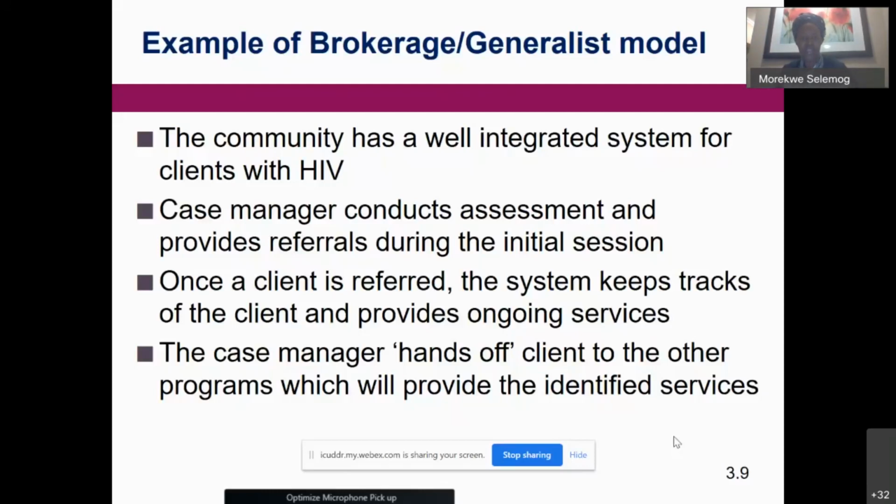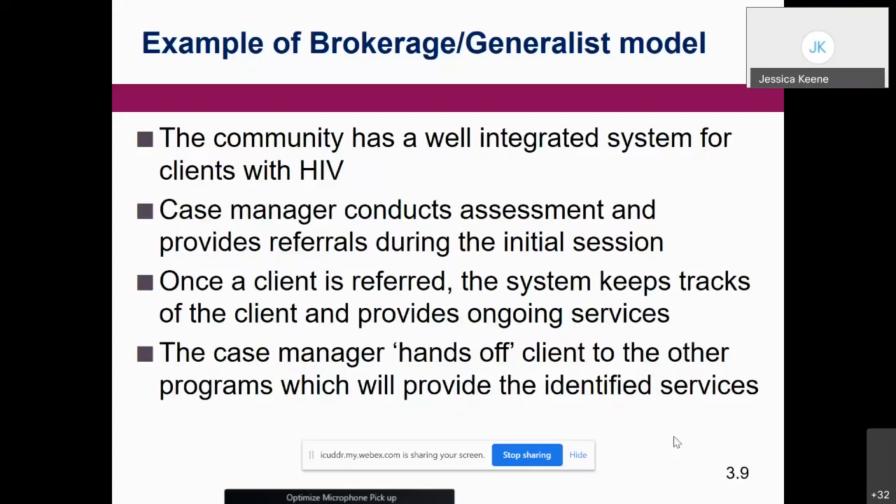Is there anybody who uses the brokerage model or the generalist model? Anybody who can relate with this model in the programs, in the treatment facilities? It appears Fatima would like to speak. Okay, yeah, go ahead, Fatima.